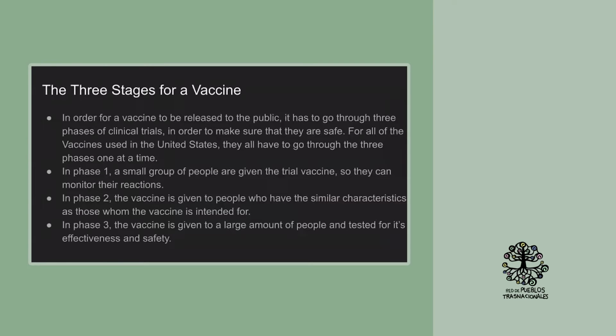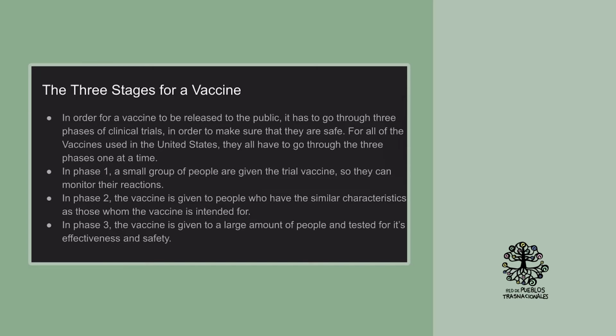The three stages for a vaccine. In order for a vaccine to be released to the public, it has to go through three phases of clinical trials in order to make sure that it is safe and effective for the public. For all of these vaccines that are used in the United States, they have to go through these phases one at a time. So it's not like they can do all three at the same time. They first have to go through 1, 2, and 3.